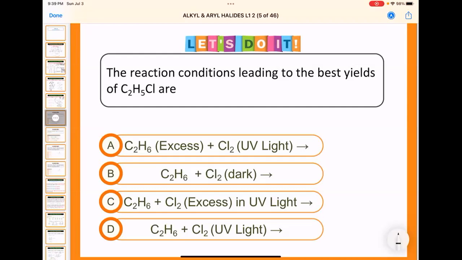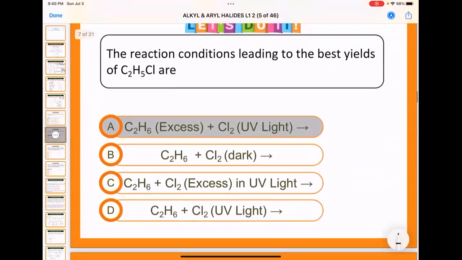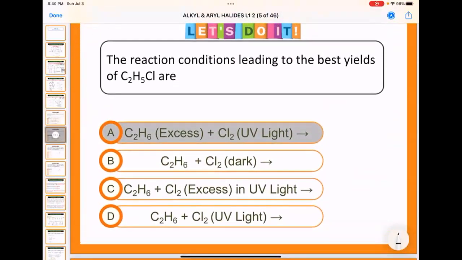So C will be that, because you have taken chlorine in excess, so all hydrogen will be removed. But if you need to put only one chlorine, you must somehow ensure that the chlorine reacts with the ethane only one time, and that can be ensured by taking ethane in excess amount. Is it clear? So A is the right answer. Okay, good.